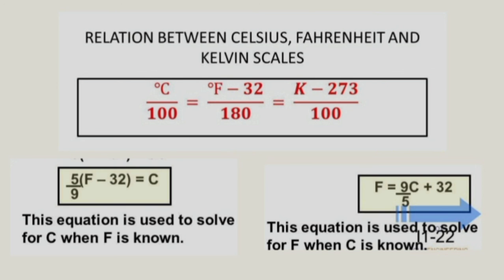Now if we want to convert degree Celsius into Kelvin scale, we will be adding 273.15, or simply 273, to the degree Celsius. So that you can convert degree Celsius into Kelvin scale. So these are the three equations which we use to interconvert the temperature.